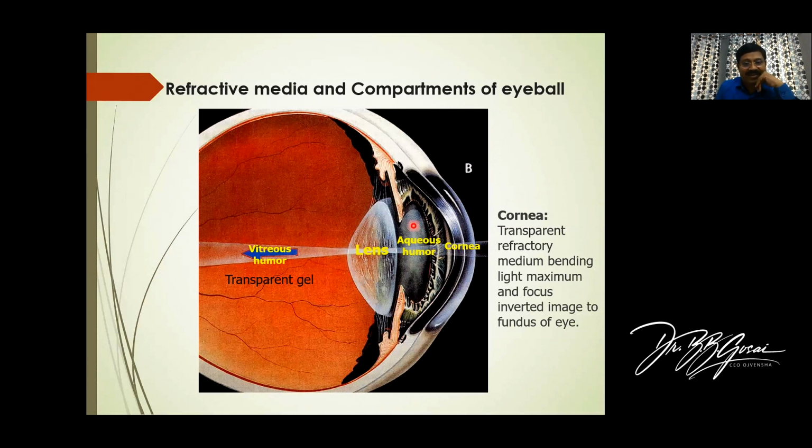It's a clear fluid, and it is circulating in this anterior compartment. This compartment is known as the anterior compartment, which is in front of the lens. Whatever is in front of the lens is the anterior segment or anterior compartment. And this is the lens, which also has this particular refractive medium. And behind it is the vitreous humor.